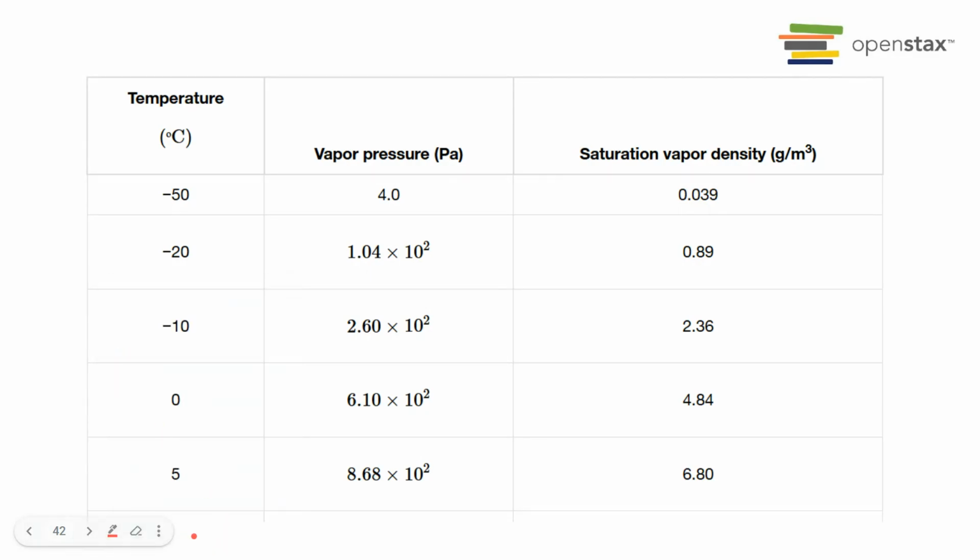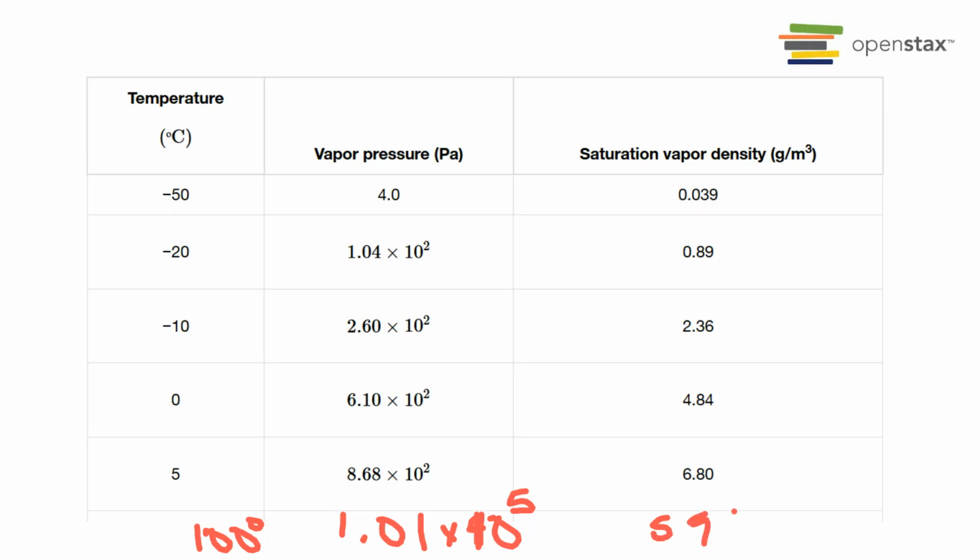Okay, so when the temperature is at 100 degrees Celsius, then the vapor pressure is 1.01 times 10 to the fifth Pascal. And then our saturation density is going to be 598 grams per cubic meter. So that's how much water vapor you can expect. And there's a table that has all these different temperatures. And so that's pretty much it.